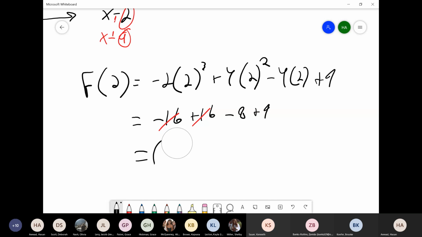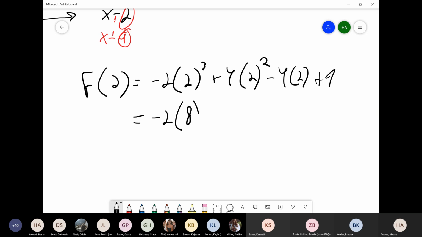So, I mean, even if it's not 1, it shouldn't be 0, right? So let's see. We have 2 cubed, which is 8, right? So let's do all of it out. So we have negative 2 times 8 plus 4 times 4 minus 8 plus 9. You agree with this so far, right?